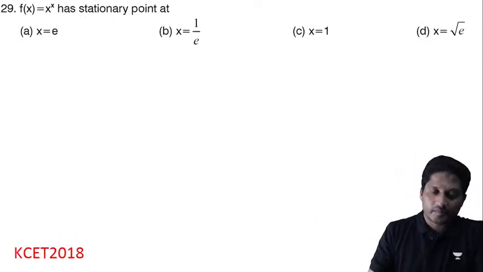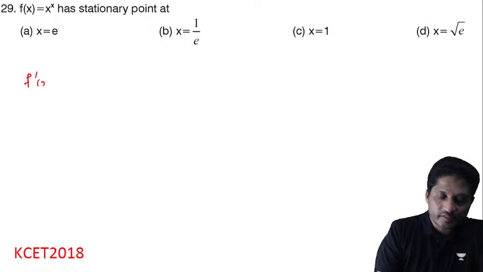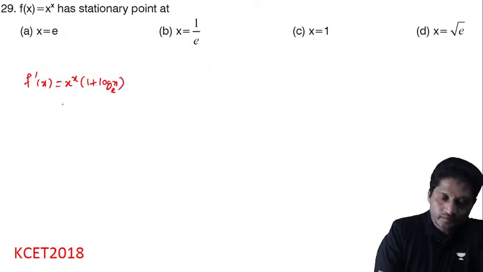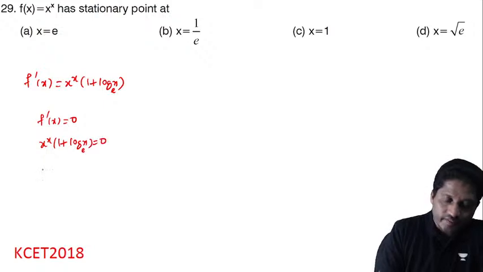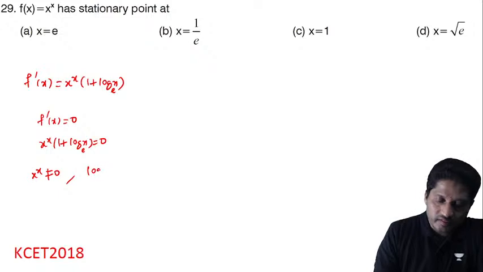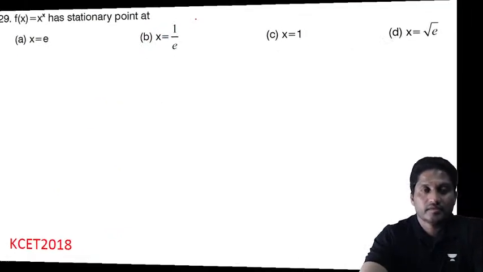f of x is equal to x power x has a stationary point. See, f dash of x is equal to x power x into 1 plus log x, right? If I equate this to 0, x power x into 1 plus log x is equal to 0. Okay, x power x cannot be 0 for any value of x. Now log x to the base e is equal to minus 1. This is e power minus 1, that is x is equal to 1 by e. Option B.